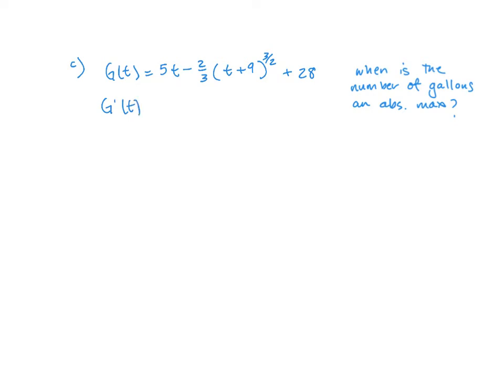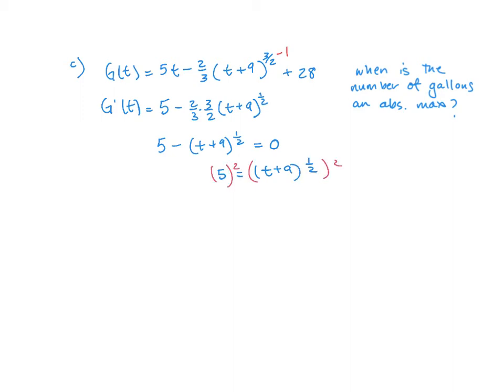So we've got to take the first derivative of our given function g, which is going to be 5 minus 2/3, and we're going to apply power rule, which is 3/2 t plus 9 to the 1/2. We're going to clean that up algebraically, and set it equal to 0 to find the critical number. So 5 equals t plus 9 to the 1/2. We are going to square both sides, and we find that 25 equals t plus 9. Solving for t, we get t is equal to 16.